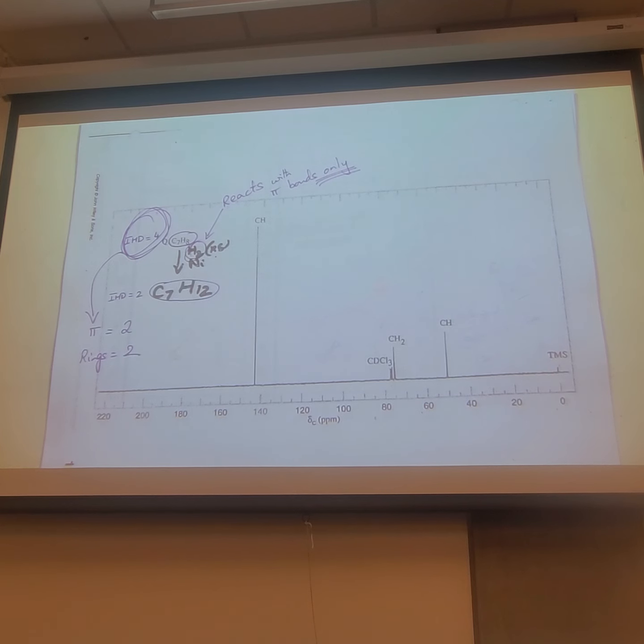The thing is, I don't know. 8 H's. Then we have to account for the 4 IHD. We're going to have 2 rings and 2 pi bonds. The one you wrote was C7H10. Yeah, so it was bad. 2 rings. 1, 2, 3, 4, 5. The structure you wrote was C6H10, not C7.